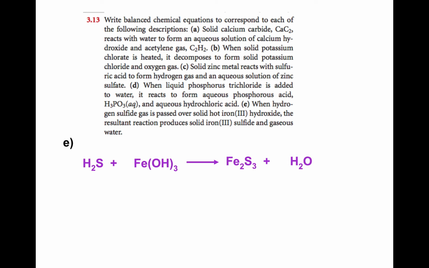E: Hydrogen sulfide gas is passed over iron(III) hydroxide to form iron(III) sulfide and water. Put the coefficients in after you get the formulas in for the reactants and the products.